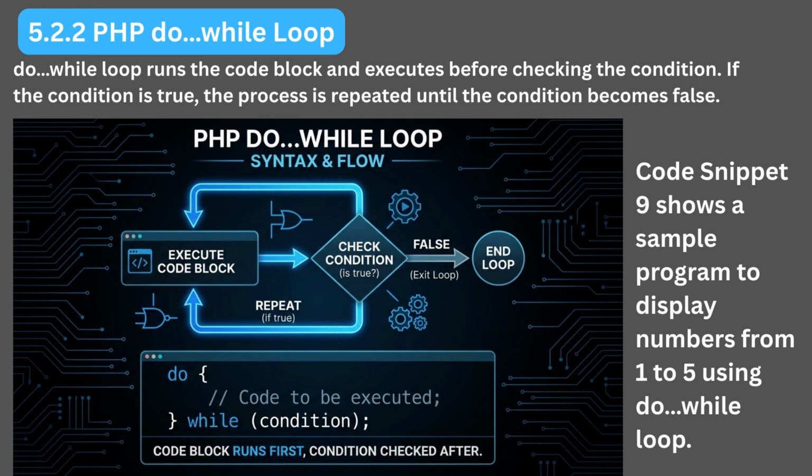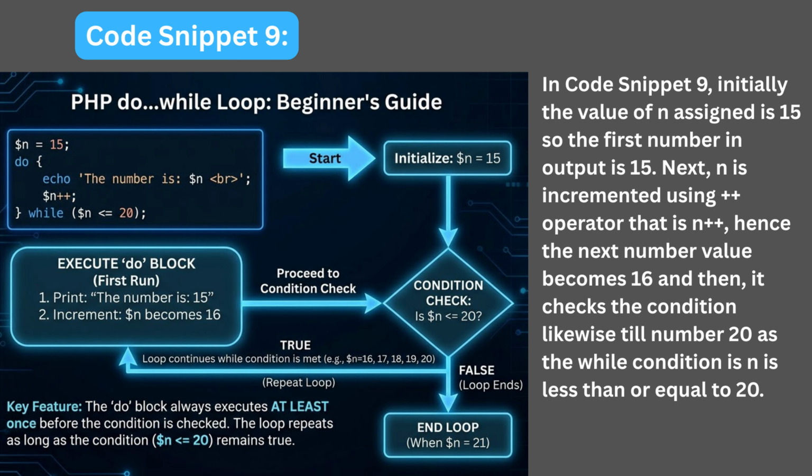Overall, the do-while loop gives you more control when you want an action to happen first and the condition to be verified later. Understanding this difference will make your loop usage more efficient and effective as you continue learning PHP. Continuing with our discussion on the do-while loop, let's break down code snippet 9 in a simple and understandable way.